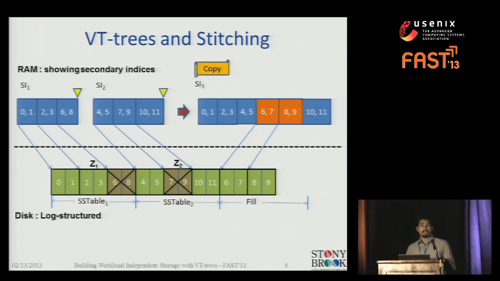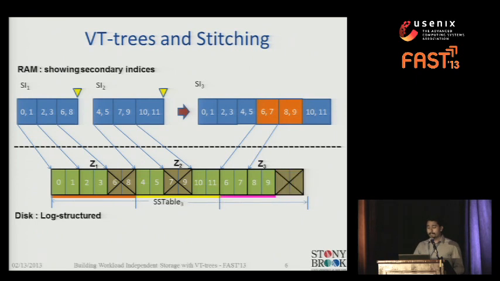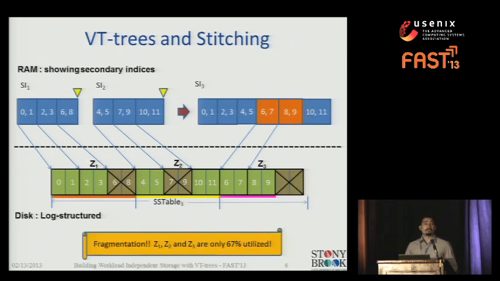With VTTree and stitching, we did only 2 block writes, and we saved 4 block writes here. Obviously, this doesn't come for free. As you could see, what it causes is internal fragmentation. Since a zone is a basic allocation unit, a block's worth of data within each zone is not in use. So fragmentation is a problem with stitching, and we have to solve it.